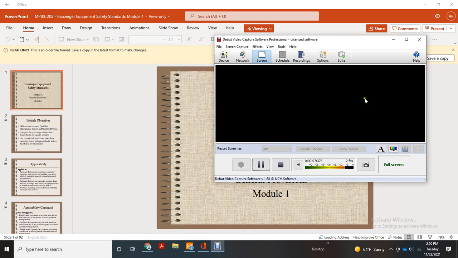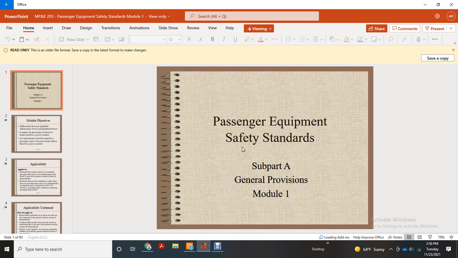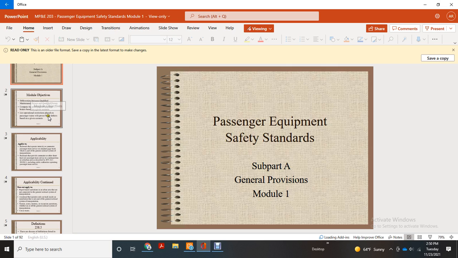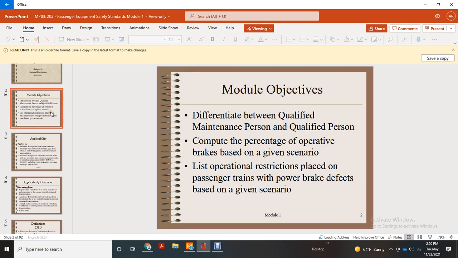Alright, hi. Passenger Equipment Safety Standards, Subpart A, General Provisions, Module 1. Module objectives: differentiate between qualified maintenance personnel and qualified person. Compute the percentage of operative brakes based on a given scenario. List operational restrictions placed on passenger trains with power brake defects based on a given scenario.